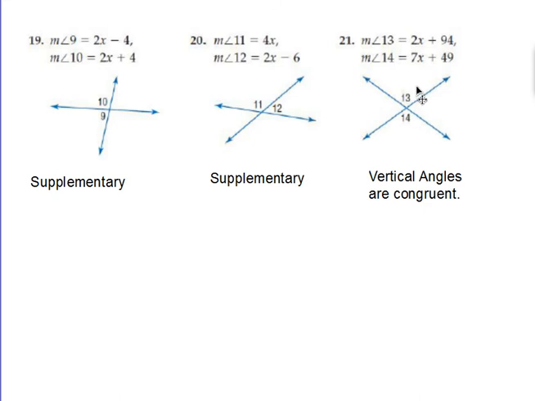Here, these angles are vertical. They share a vertex and their rays go in opposite directions. So in this case, per the vertical angle theorem, they're congruent. So for this one here, you just set it up like this.